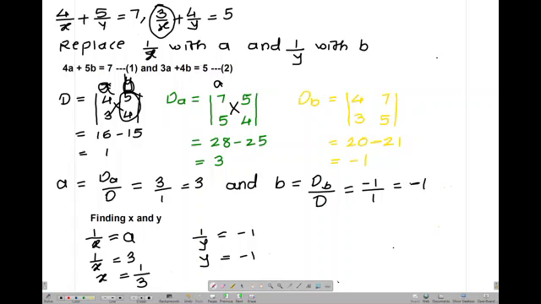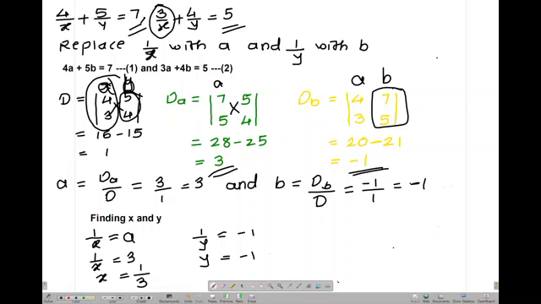We'll keep the coefficients of a the same, which are 4 and 3, and we'll just replace these values, which are 7 and 5. So the determinant becomes minus 1. So now let's calculate the value of a. It's calculated as the determinant of a divided by the value of this determinant, which is 3 divided by 1, which is 3, and in case of b, minus 1 upon 1 is minus 1.